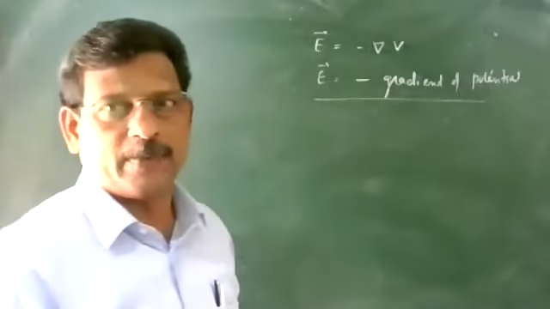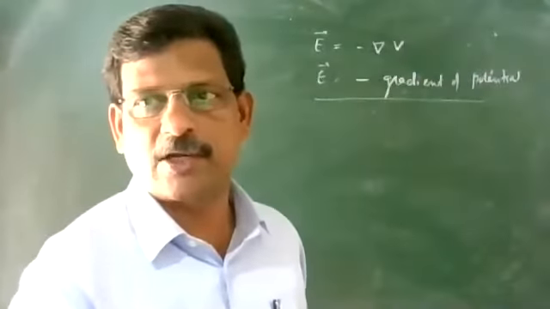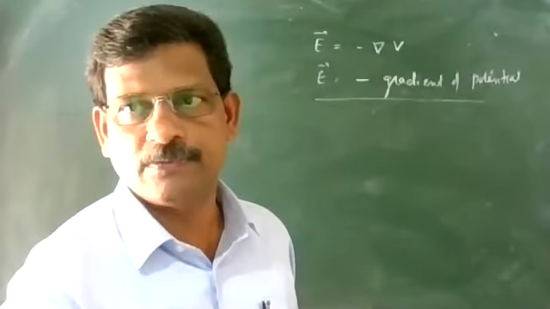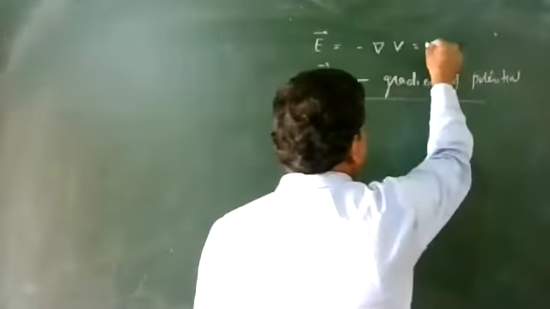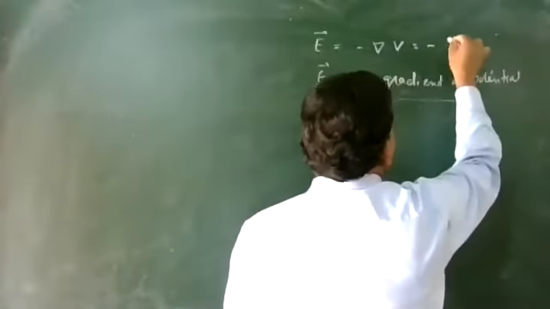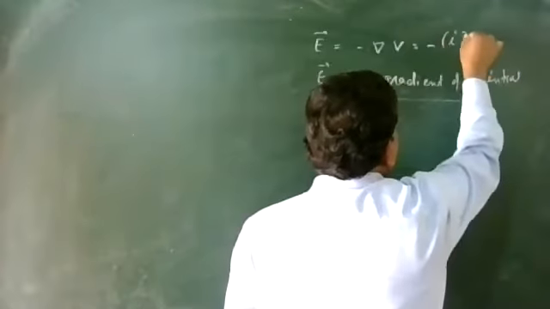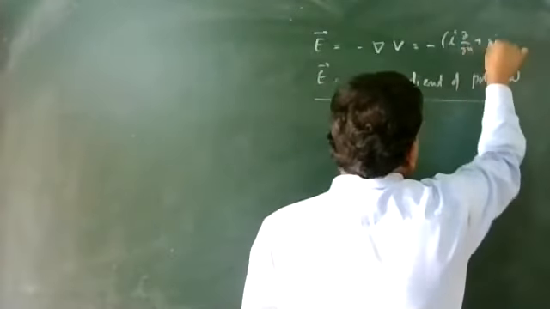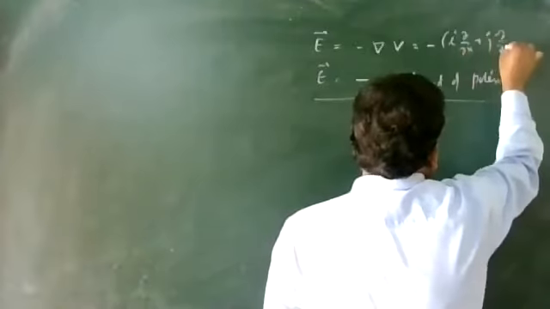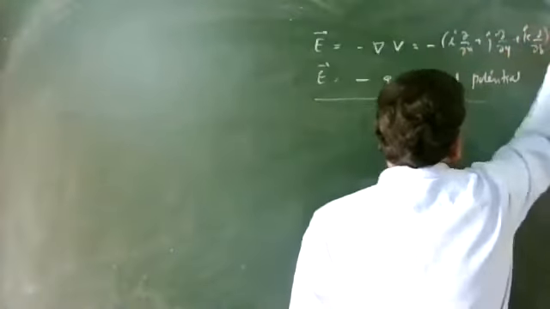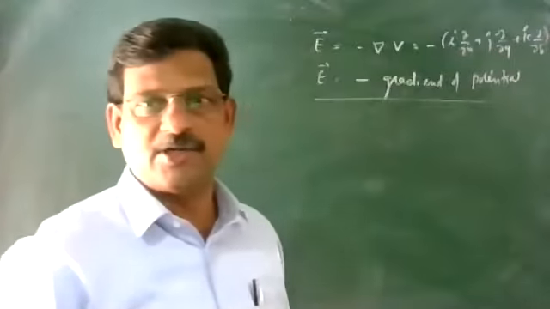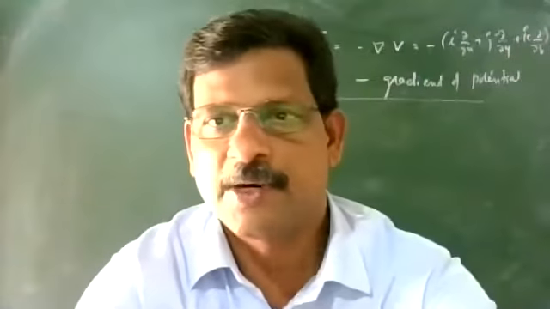Del is a vector operator. Last class we were saying del is a vector operator. We have written the equation. This is equal to minus i cap d by dx plus j cap d by dy plus k cap d by dz of V. The partial differentiation.